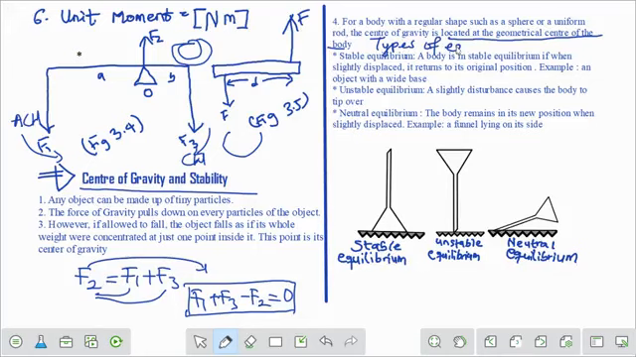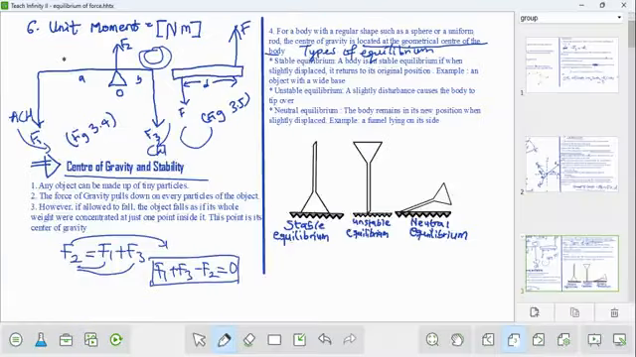Another thing is we have types of equilibrium. We have 4 types of equilibrium. The first type of equilibrium is the stable equilibrium. What do you know about the stable equilibrium?